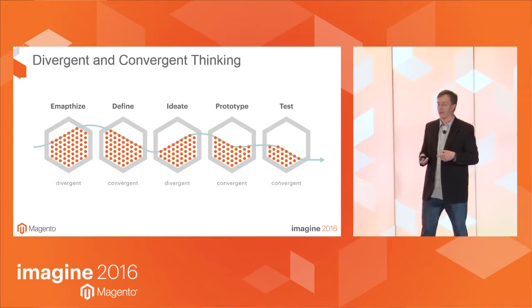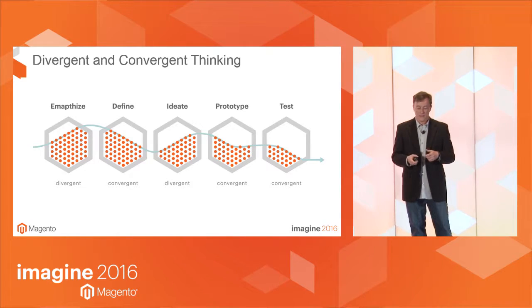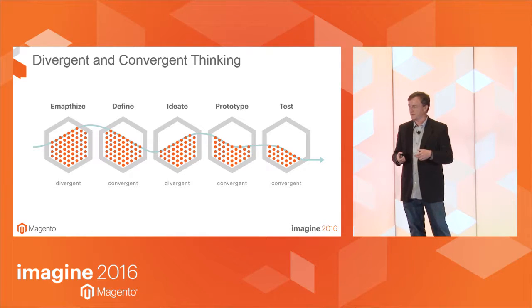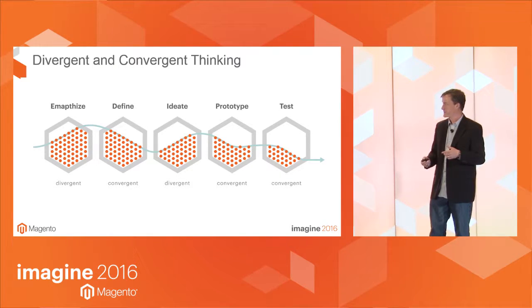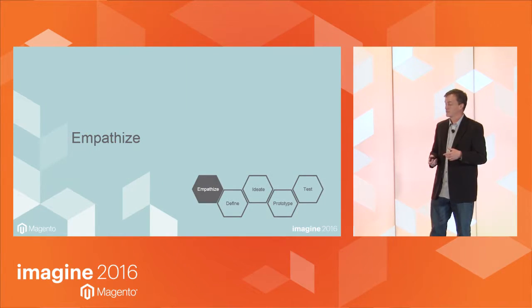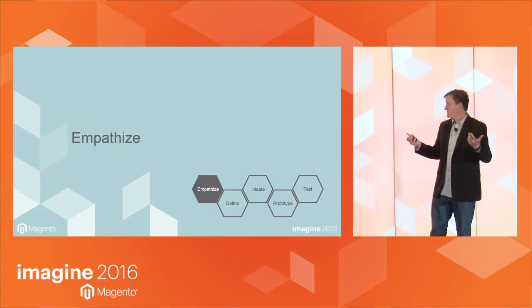You'll hear about that throughout the workshop. So by using divergent and convergent thinking, it allows us to enable maximum creativity while simultaneously driving for results. So that was design thinking at a 10,000-foot level.